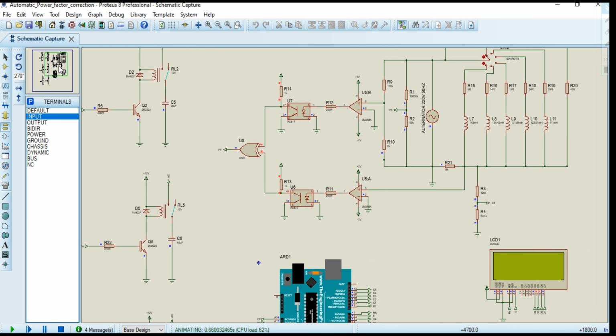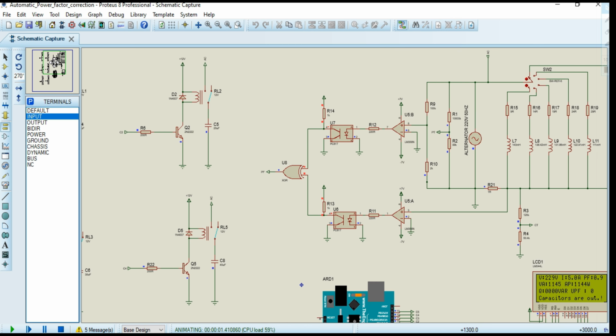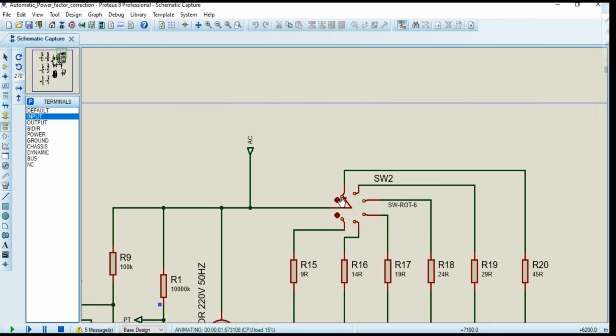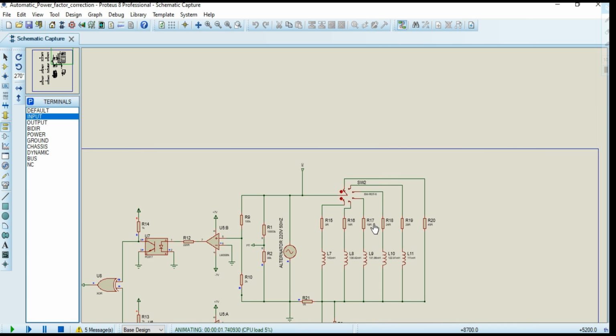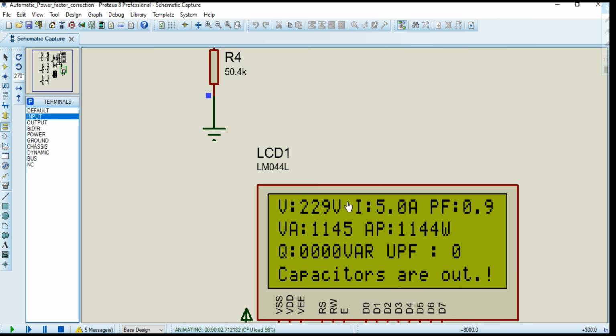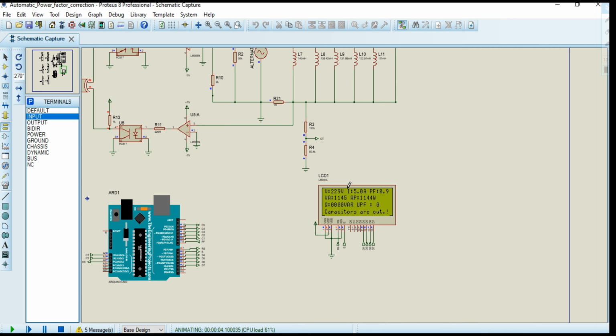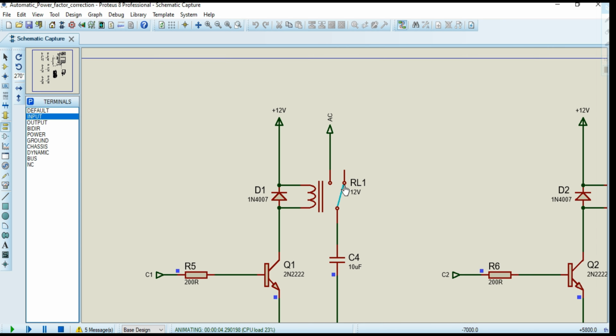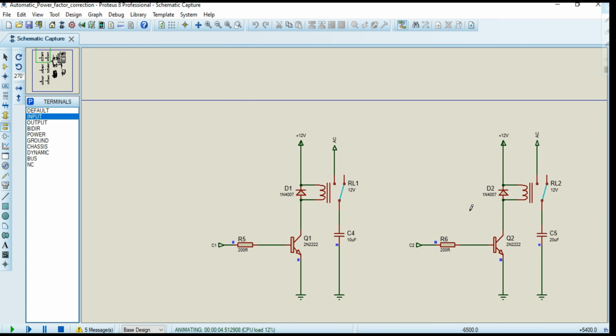First of all, only resistive load will be added into the system. So right now only a 45 ohm load resistor is connected across the voltage source. In this case the power factor should be unity, because we have only resistive load in the system. So you may see here the power factor is close to unity, 0.9. Okay, and in the last message you may see that capacitors are out. It means no capacitor is connected in the system right now because the power factor is unity. You may also see here all of the relays are off and no capacitor is added into the system.